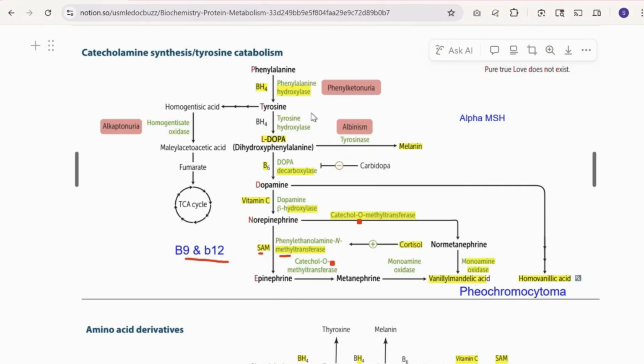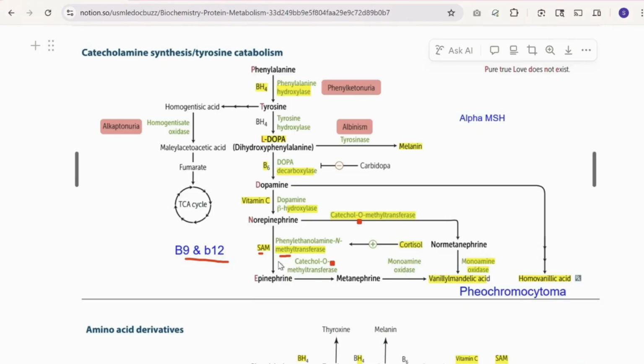So what are the main questions that they love to ask you? Cofactors. Decarboxylase, L-DOPA to dopamine: you need B6, right? Vitamin C, dopamine to norepinephrine. Norepinephrine to epinephrine, you need SAM, right? S-adenosyl methionine, which is under the control of B9 and B12, which we'll see in the vitamins and minerals lecture. But this is the conversion.